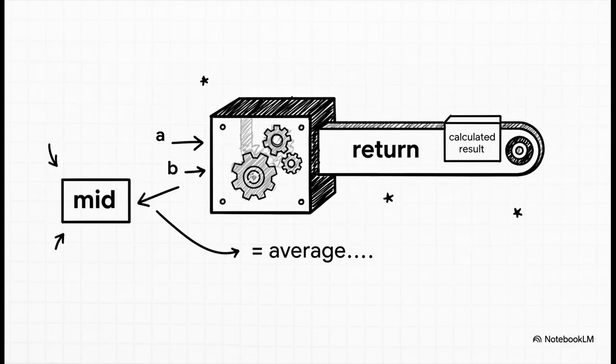So inside the function, the hidden code gets to work. It adds a and b together, then it divides that sum by 2 to get the average. The return statement then sends that final calculated value all the way back out to where the function was first called, and in this case, it gets stored in our mid variable.